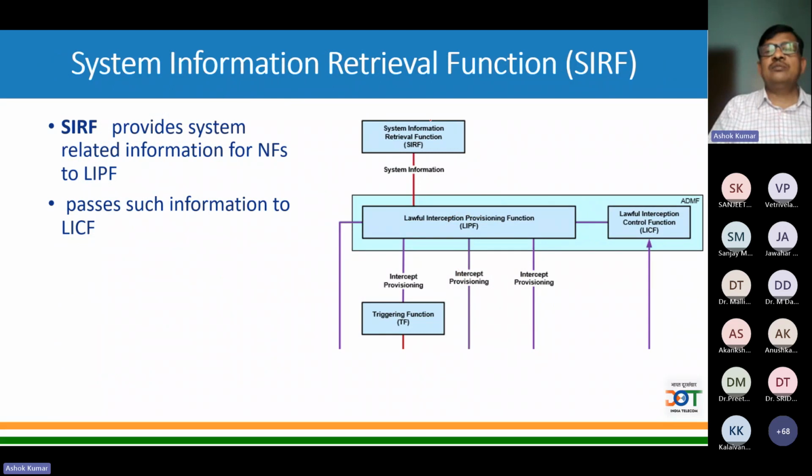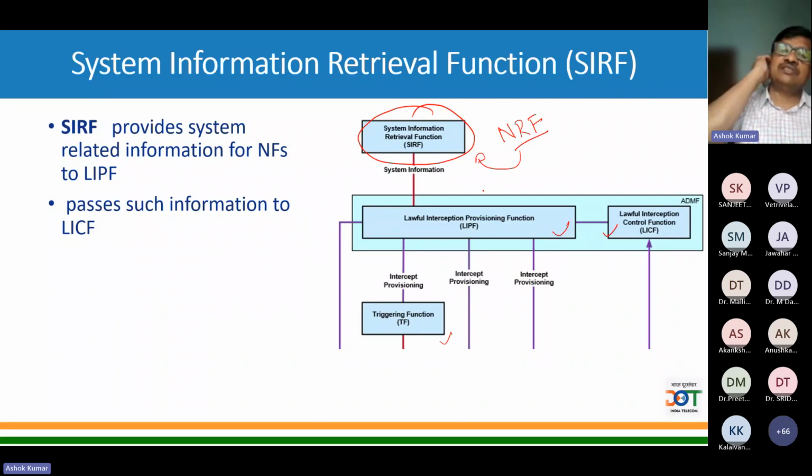Okay, so now let's talk about SIRF. SIRF is equivalent to NRF, the network repository function. That means whenever any other network function, be it LICF, LIPF, or triggering function, is installed or any changes are made, they have to register into SIRF, System Information Retrieval Function, similar to NRF. Suppose LIPF has to provision a network function. It discovers it by querying SIRF and then it provisions. So SIRF has all the system information of the network functions, and LIPF gathers that information and passes it on to LICF because it doesn't store any information with it.